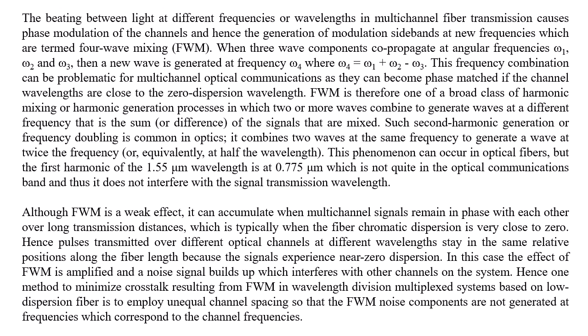Hence, one method to minimize crosstalk resulting from four-wave mixing in wavelength division multiplexing systems based on low dispersion fiber is to employ unequal channel spacing, so that the four-wave mixing noise components are not generated at frequencies which correspond to the channel frequencies.